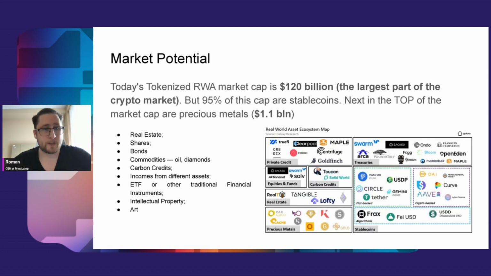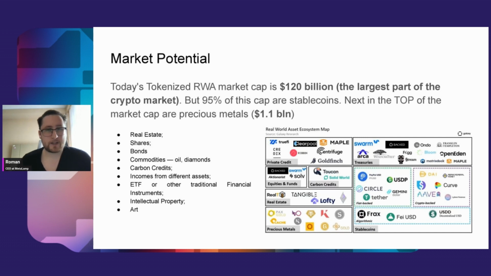What's the market potential? Today's tokenized RWA market cap is about $120 billion. And by the way, this is the largest part of the crypto market. So it's the largest space of the crypto market. But here's the thing: 95% of this capitalization are stable coins. So we know that USDT, USDC, and so on.